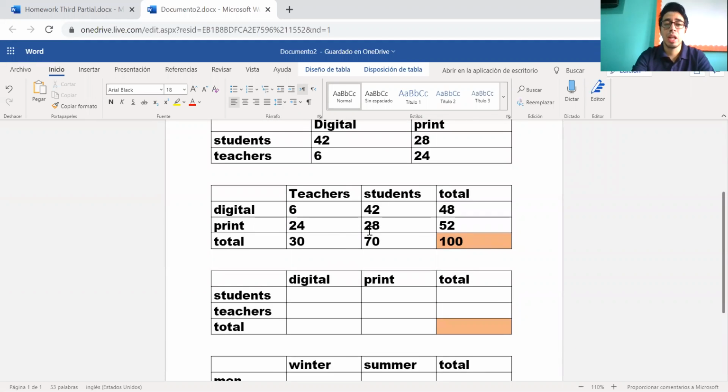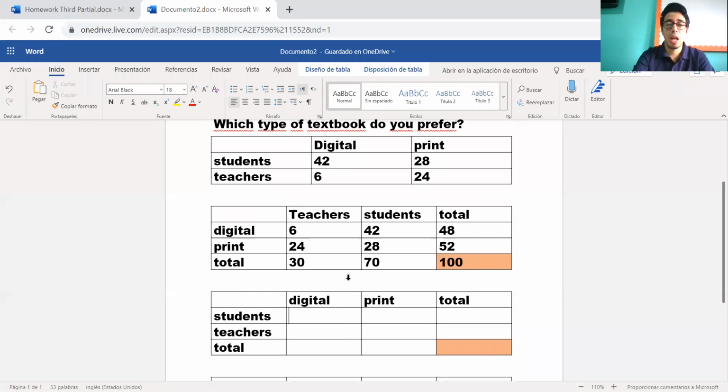Now you can see that we can represent the same two categories, but in a different order. Now I'm writing on the top the type of book we have, if the book is digital or printed, and in the rows, I'm writing the people who use these books, if they are students or teachers. And in the same way, I have to write the total at the end. So how many students prefer the digital books? We have it in here.